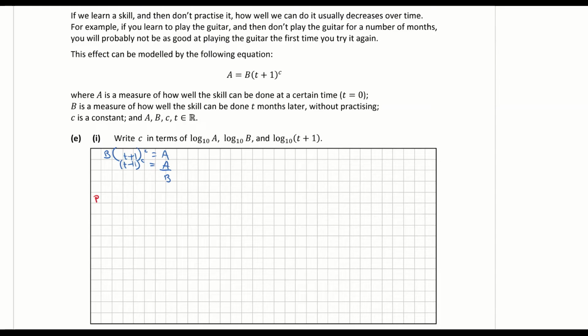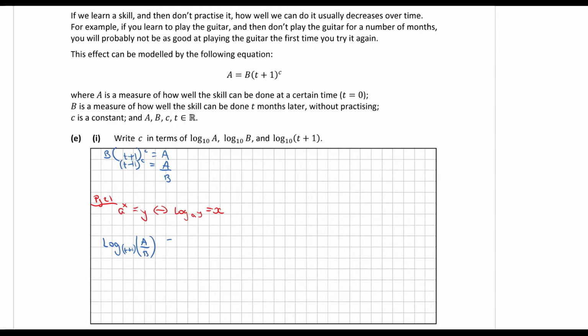Log tables now, page 21. Let's see, can we start changing this around a little bit? From the logs, we know that a to the power of x is equal to y implies that log of y to the base a is equal to x. That's page 21, bottom right hand corner. So let's change this around a wee bit. That then will give us log of my y. My y in this case is a over b, to the base of, well, the base here is a little bit trickier, the base here is going to be t plus 1.